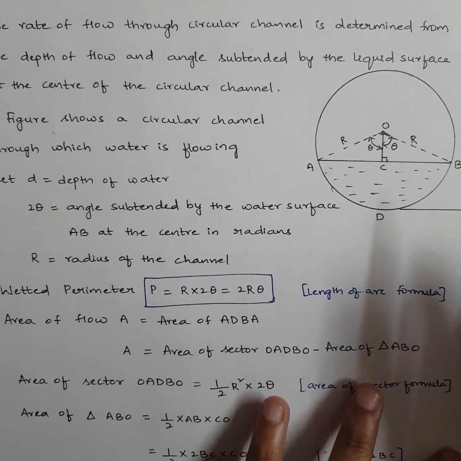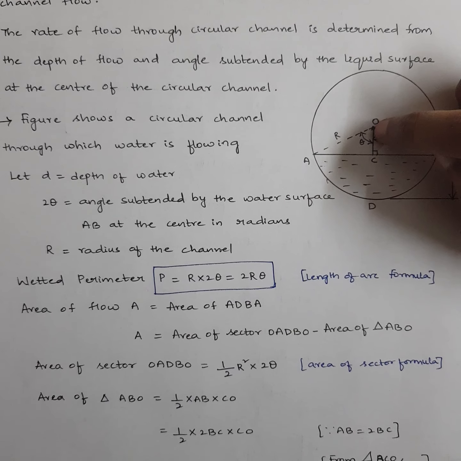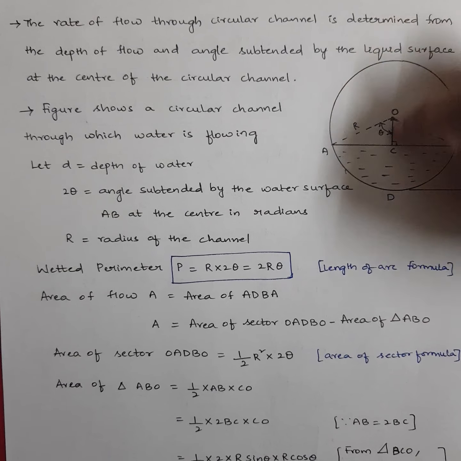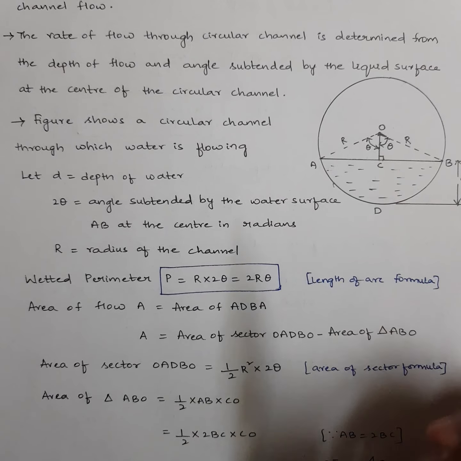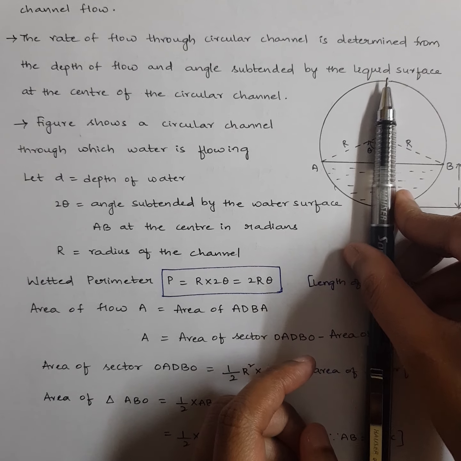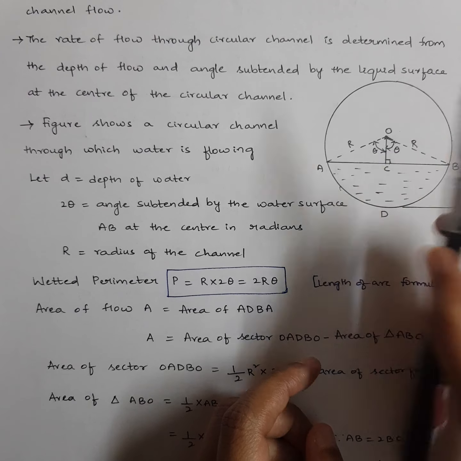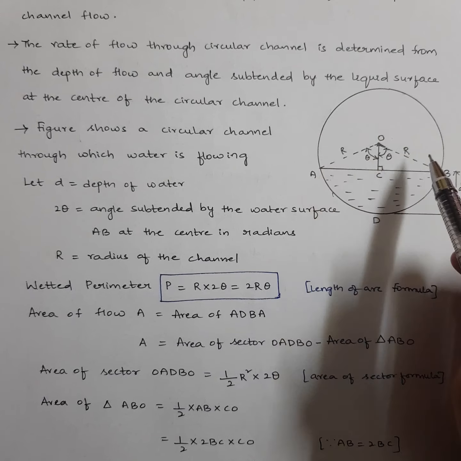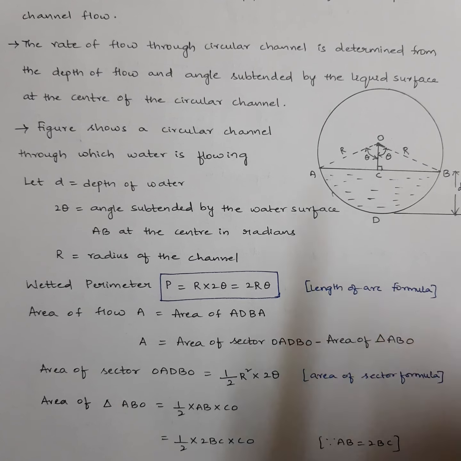From here to here, the total value will be the diameter, capital D, which is the diameter of the channel. From the center to any point on the circle will be the radius, obviously. So this is R and this is R, the radius of the channel.